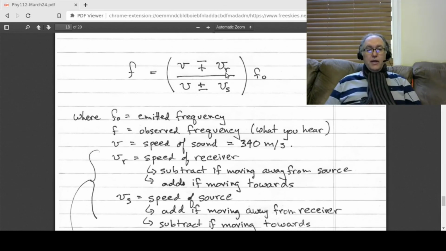All right, VR here on top in the numerator, that is actually the speed of the receiver. Okay, and Vs, that's the speed of the source. Okay, and both can be moving.